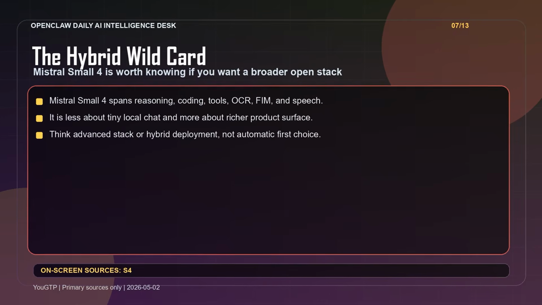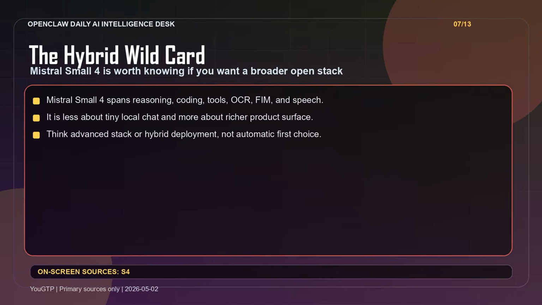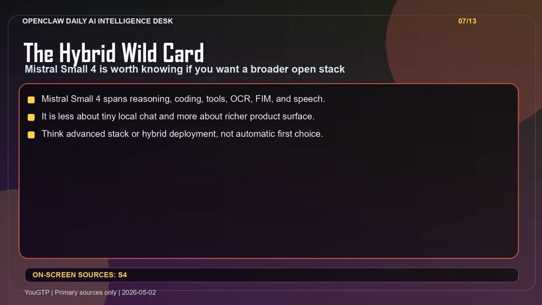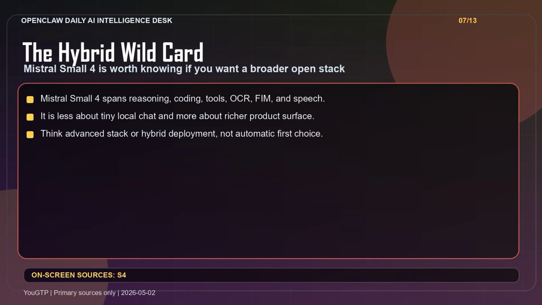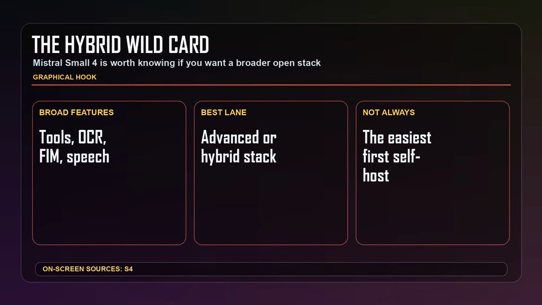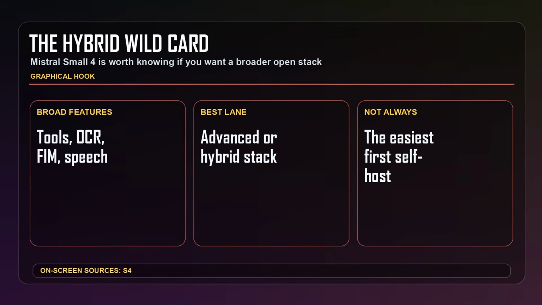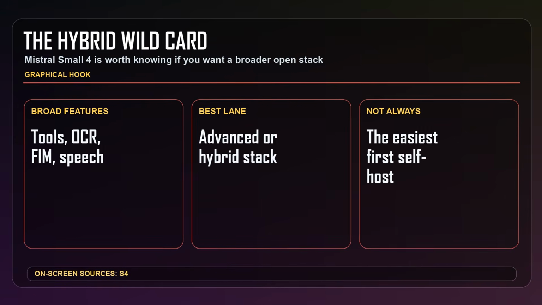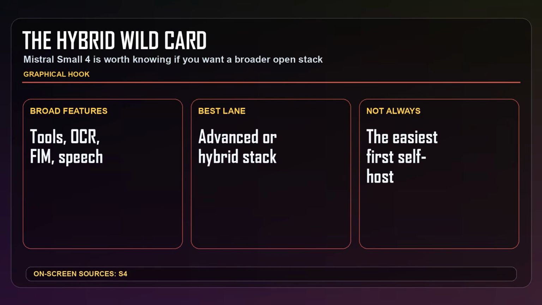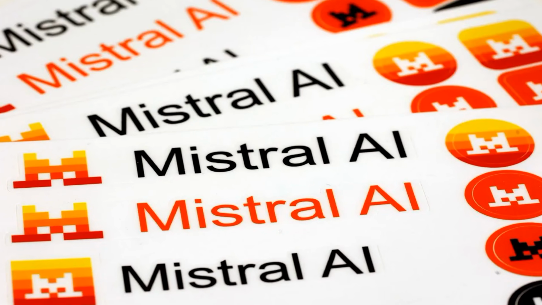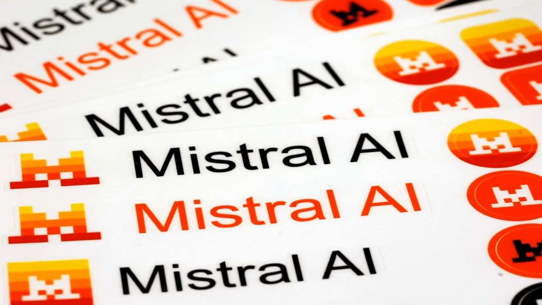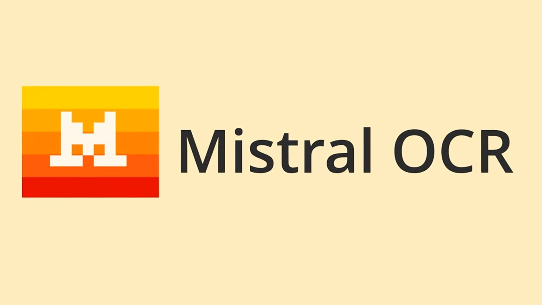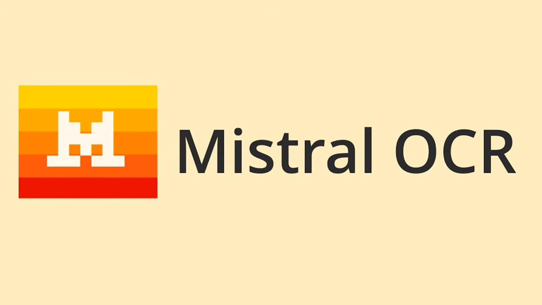Mistral Small 4 is the useful wildcard in today's lineup. Mistral's official model card describes it as a hybrid model that unifies instruct, reasoning, and coding with 119 billion parameters and 6.5 billion active. More importantly, the feature list is broad. Chat completions, function calling, built-in tools, structured outputs, OCR, document Q&A, FIM completions, embeddings, moderations, audio transcription, and text-to-speech.